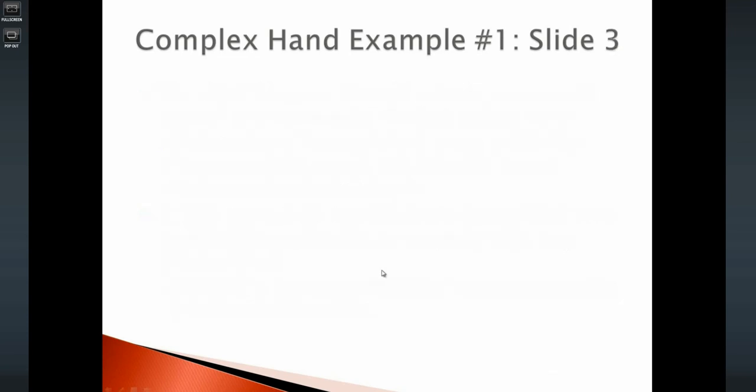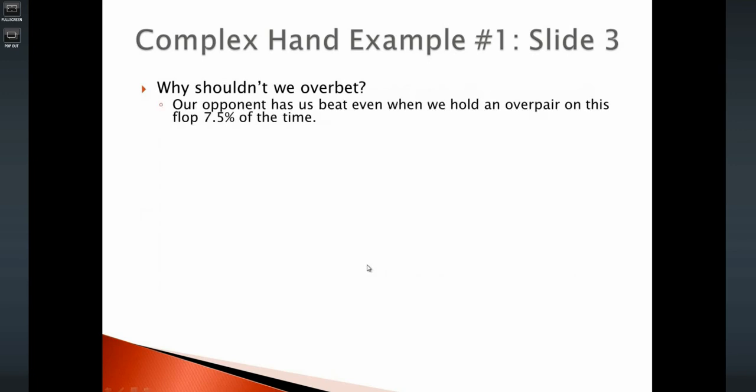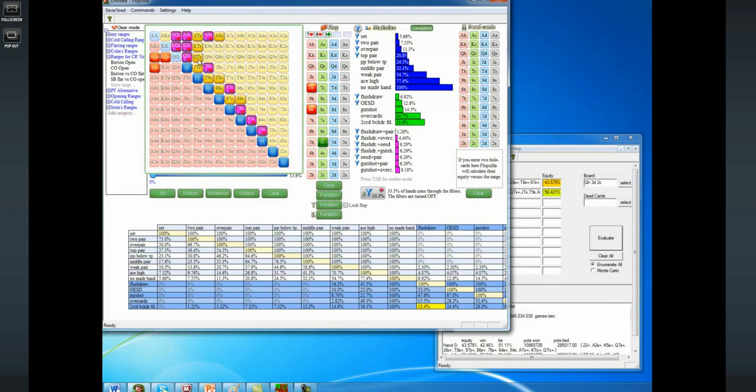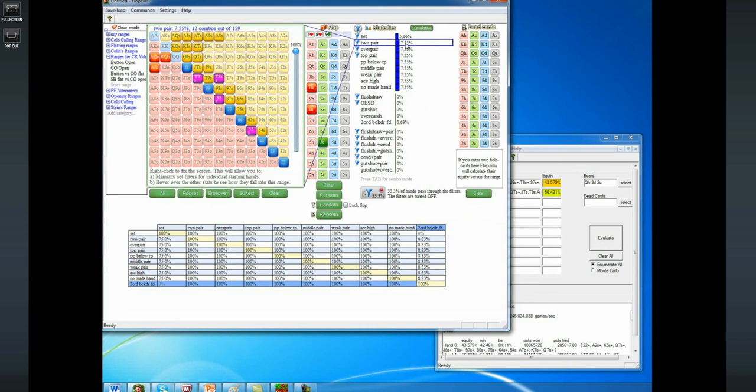Okay, so, slide number 3. Why shouldn't we overbet? Well, our opponent has us beat even when we hold an overpair on this flop 7.5% of the time. Let's go ahead and look real quickly. So here's the button flatting range, and an overpair or better, so 2 pair plus is 7.55%. So yeah, overpairs are going to be beat here decently often on the flop.